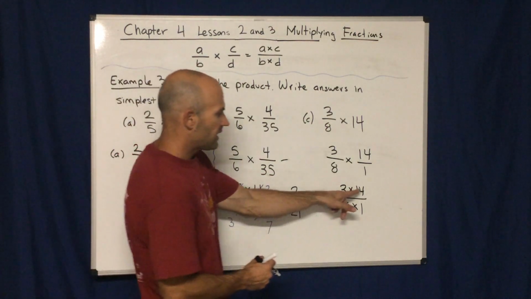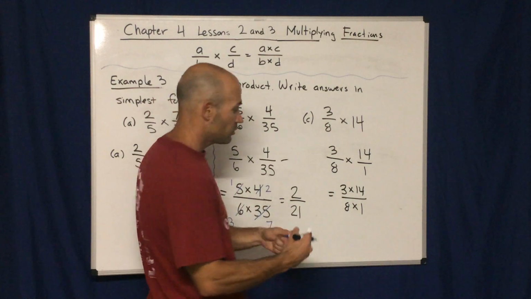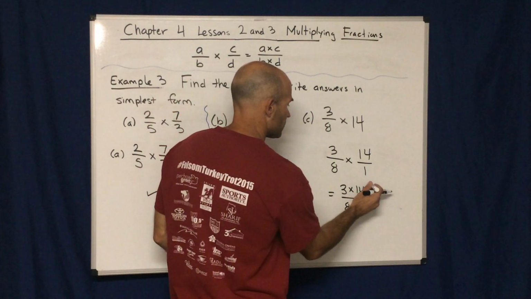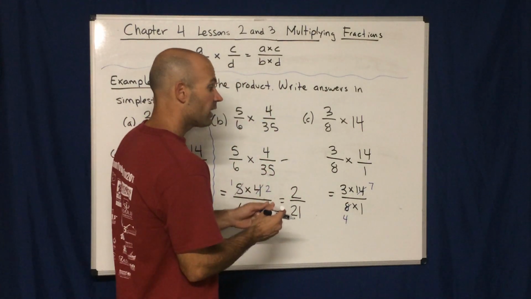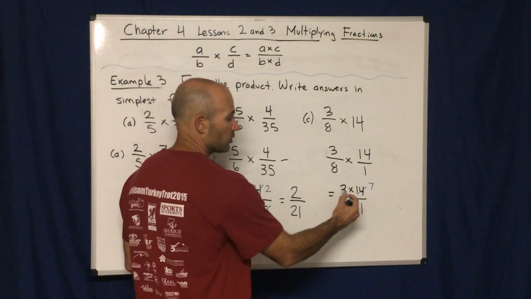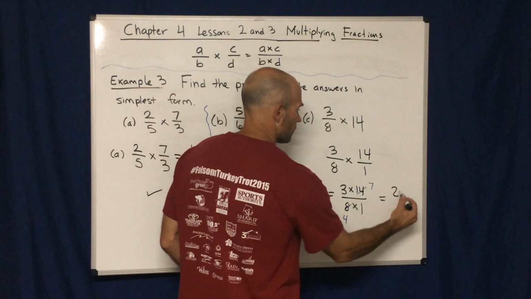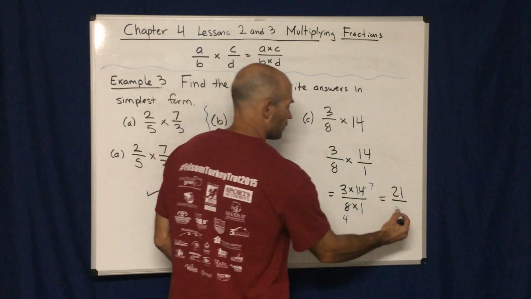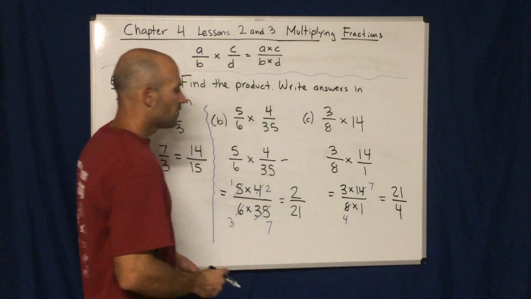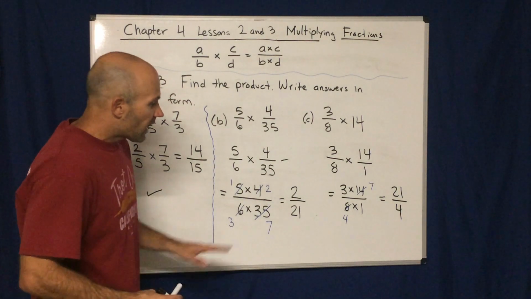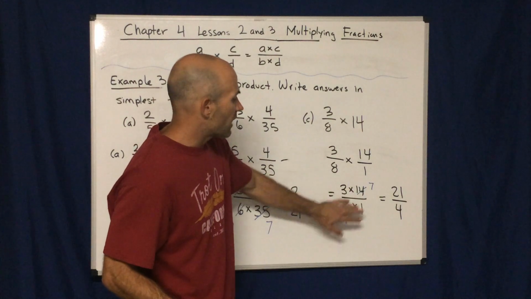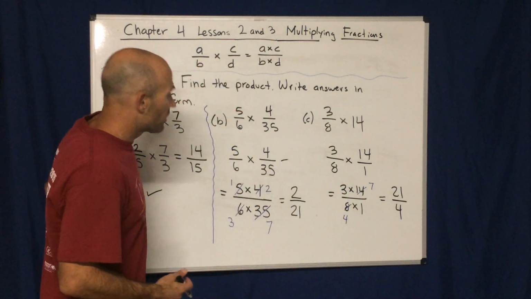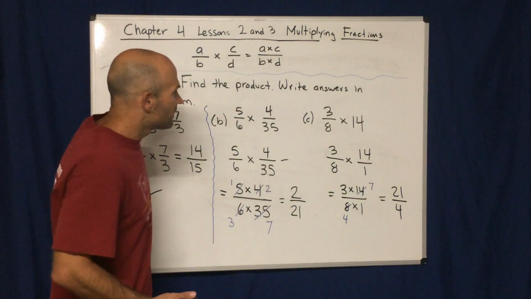As I said, 14 and 8 have a common factor of 2. 2 goes into 14 7 times, and 2 goes into 8 4 times. And now I go ahead and do my multiplications. 3 times 7 is 21, and 4 times 1 is 4. This fraction is in simplest form. I took care of any common factors in this step, so I'm done with that problem. Good.